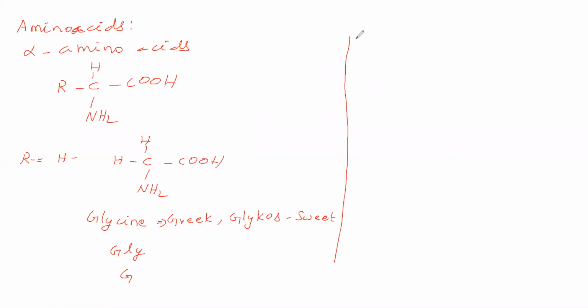Next, alpha amino acid. In the place of R, we can give this group: OH phenyl ring, CH2. So now in the place of R, we are introducing OH group, phenyl ring, CH2. This is CH, COOH, NH2. Okay, alpha amino acid. It is one example of an alpha amino acid.